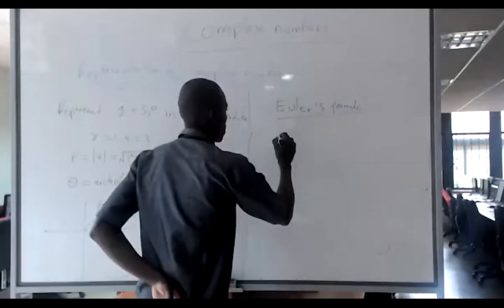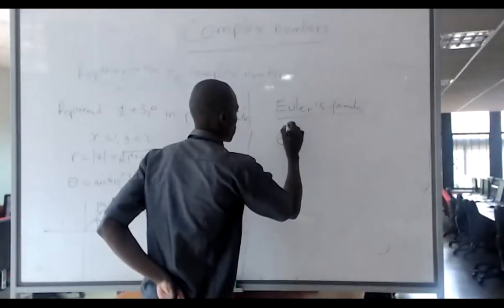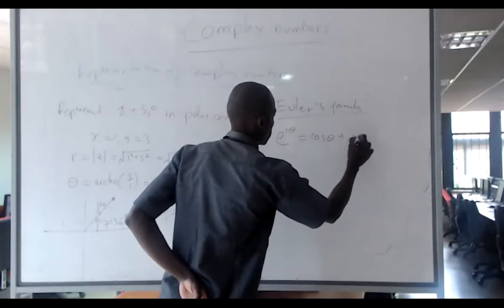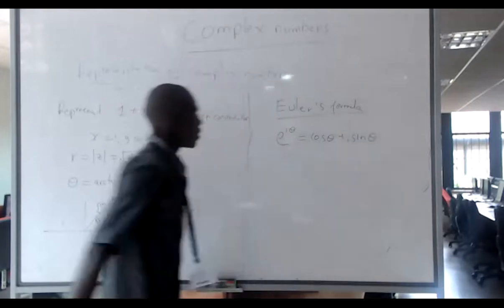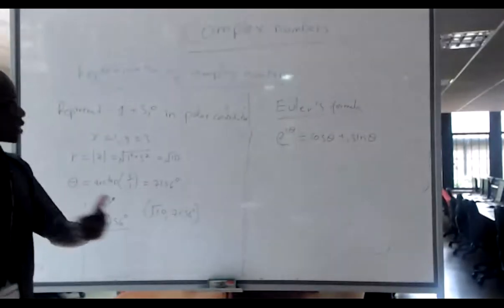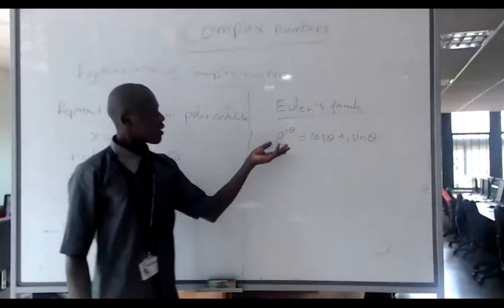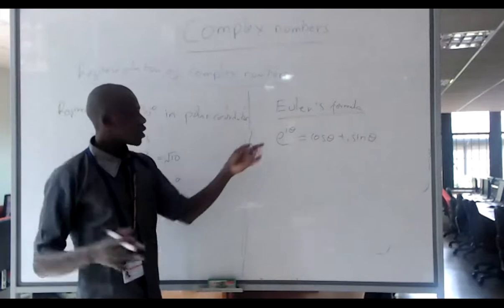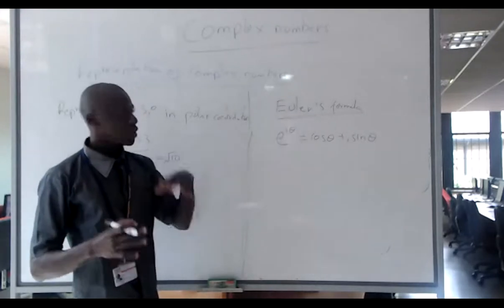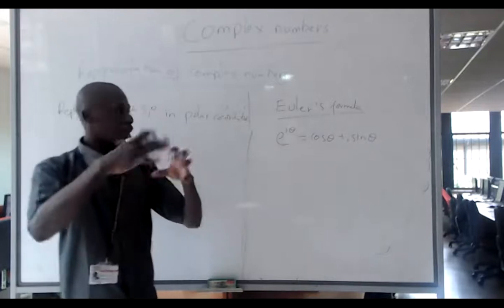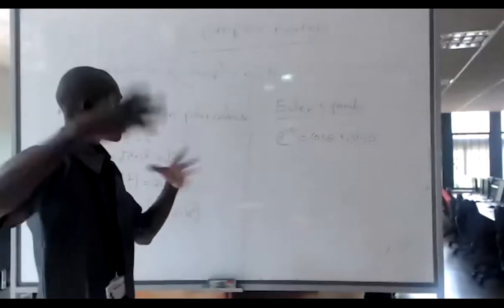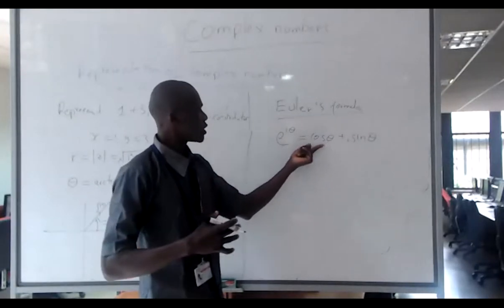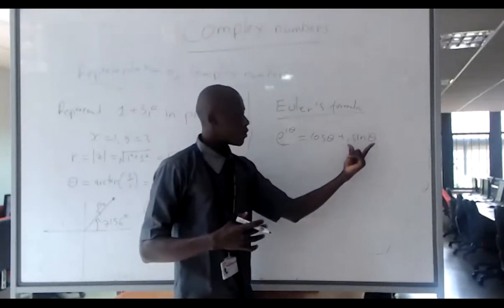Euler's formula says that e to the i theta is the same as the cosine of theta plus i sine of theta. Those of you who have done calculus, the way to derive this formula is to write e to the i theta as a Maclaurin series. And then you will find that after doing your expansion, you will get two infinite series: the Maclaurin series for cosine of theta, and the Maclaurin series for the sine of theta.